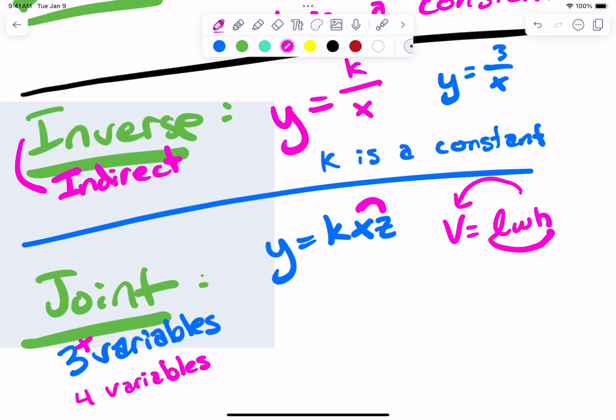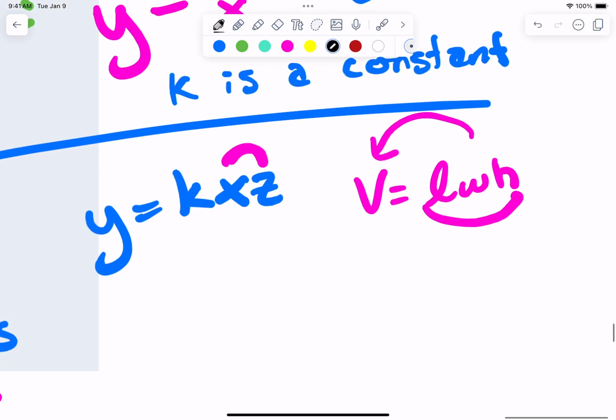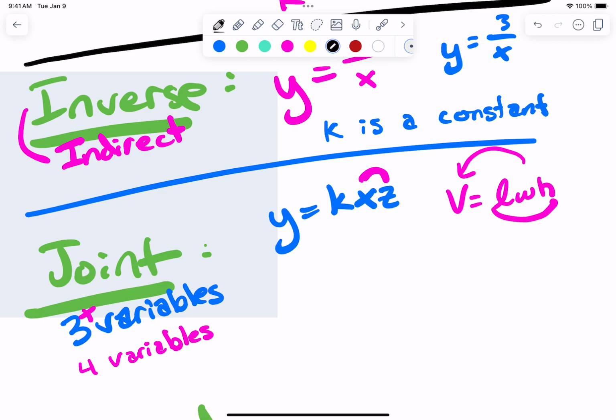In this case, what's my constant? For volume equals length times width times height, what's k? 1. It's the number in front of length times width times height, which is 1, right? So k in that case is 1. It's the constant that's in front of my variables. Got it?